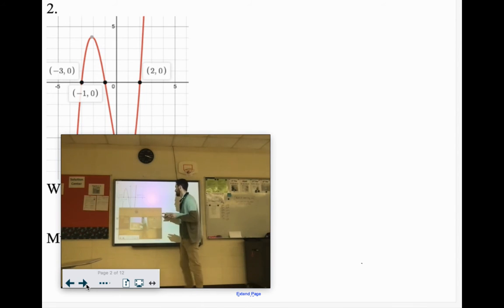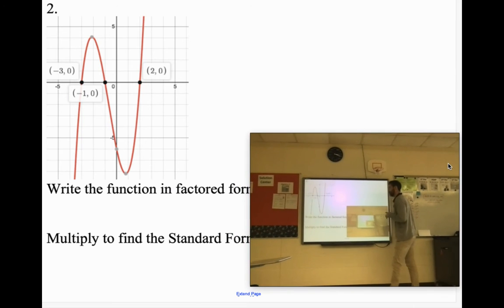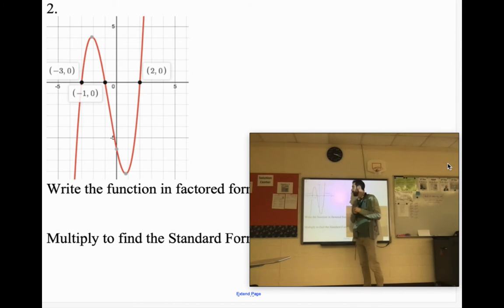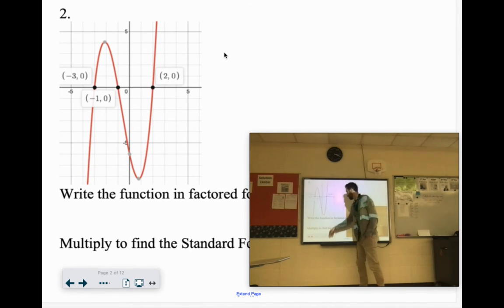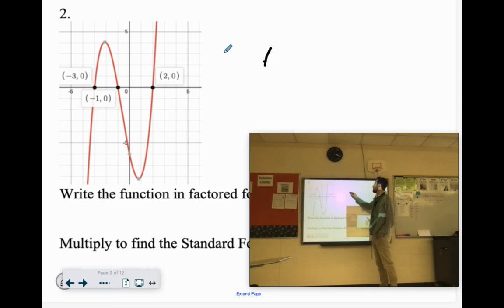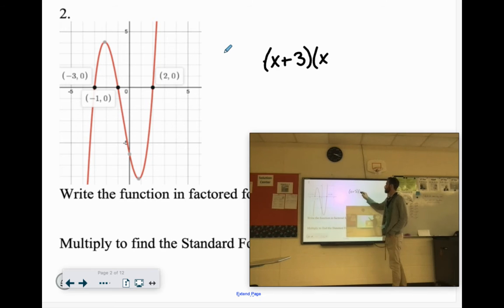So first thing I see is this starts on the bottom left, ends in the top right, which means it's an odd function. And I see that every time it just crosses through, so that's a multiplicity of 1. It crosses at negative 3, so that would be written as x plus 3. It crosses at negative 1, so that would be written as x plus 1. And it crosses at positive 2, which would be written as x minus 2.